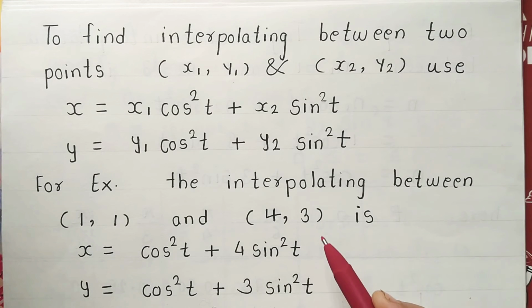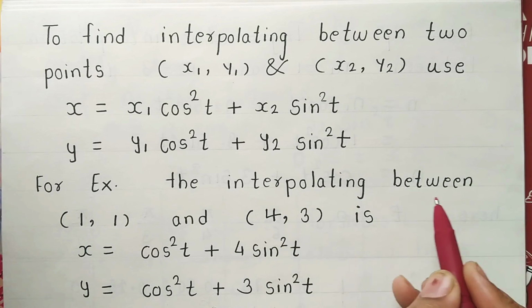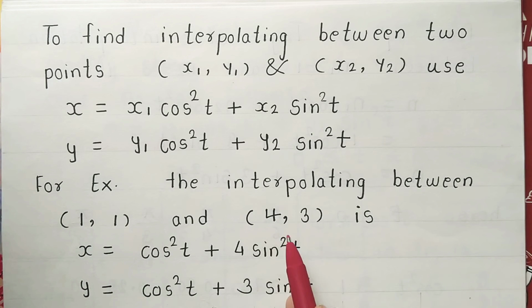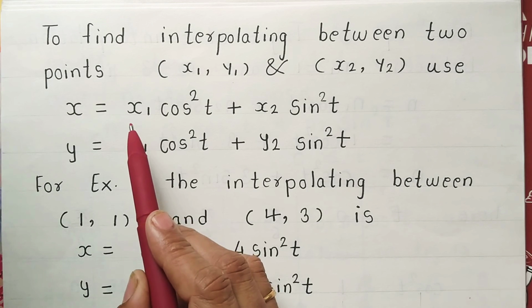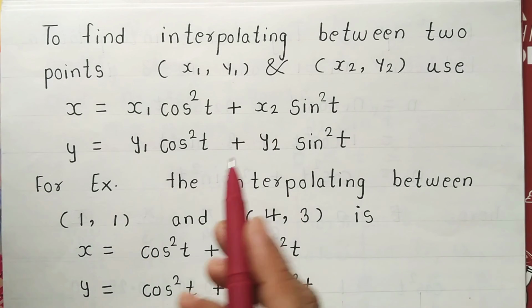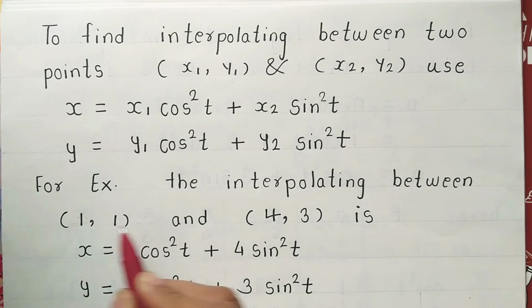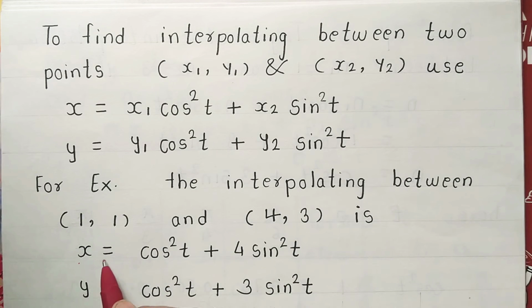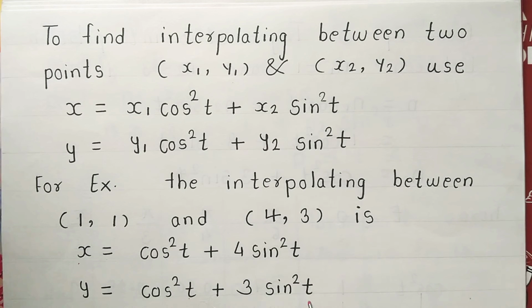Now consider the example. Suppose we want to find out the interpolating between the point 1 1 and 4 3. Then what will be the result here? Now put the values here x1 and x2. So x1 is equal to 1, x2 is 4. We get the result for x parameter as x is equal to cos square of t plus 4 sin square of t. Similarly, we get the result for y parameter. Y is equal to cos square of t plus 3 sin square of t.